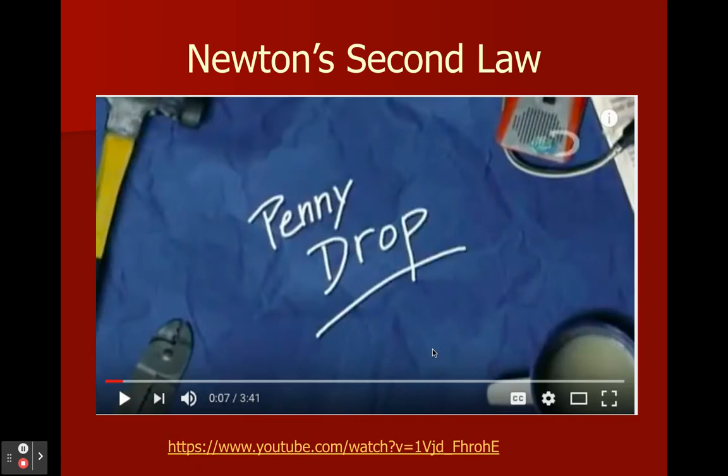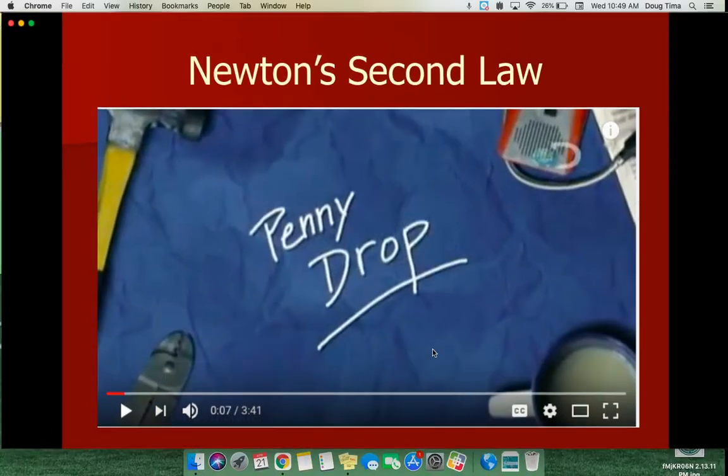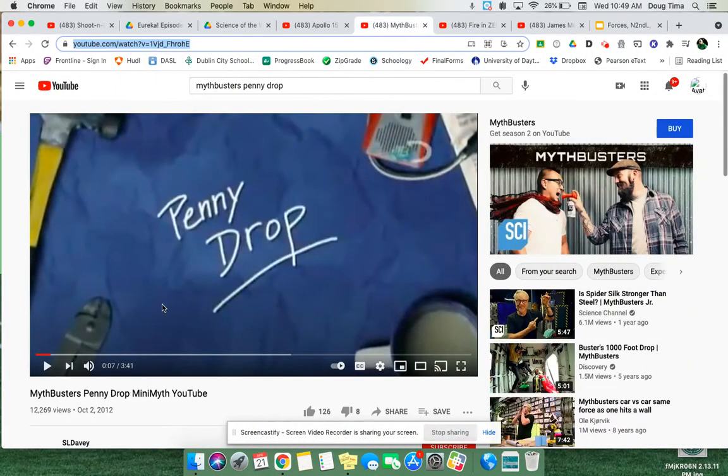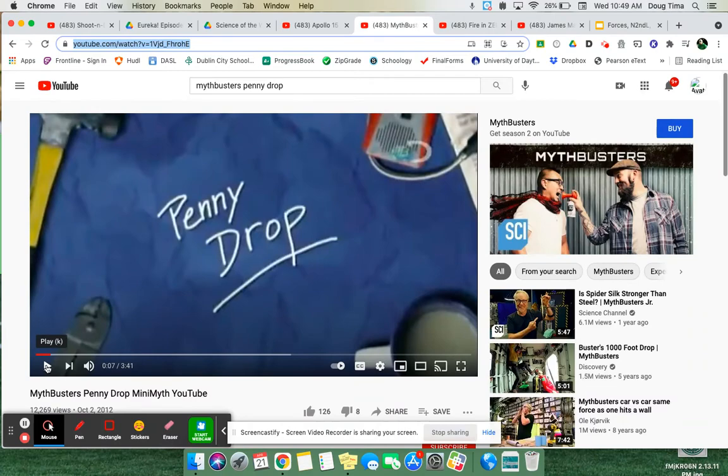All right, something people always ask is, if you drop a penny off something like the Empire State Building, would it kill somebody? Well, here we go. Let's let the Mythbusters tell you.